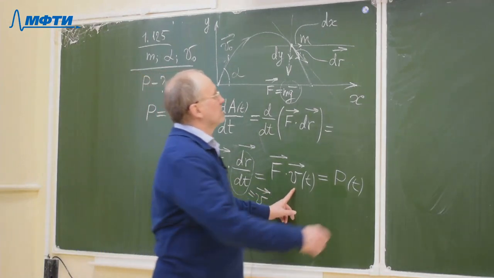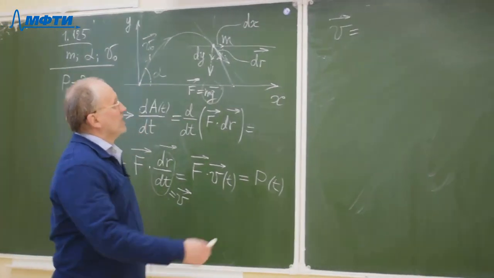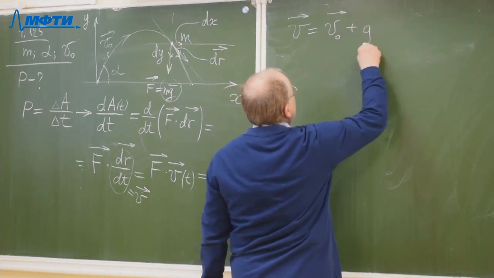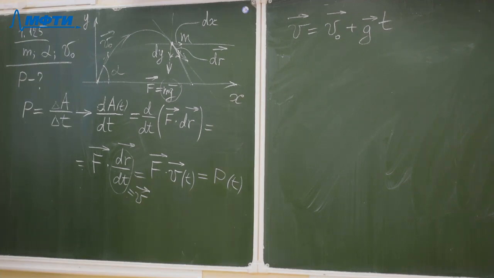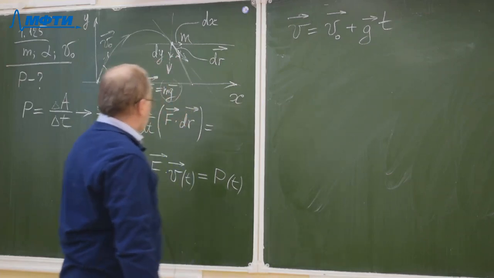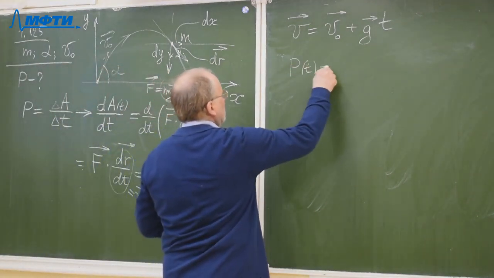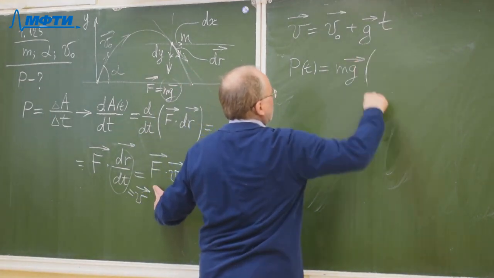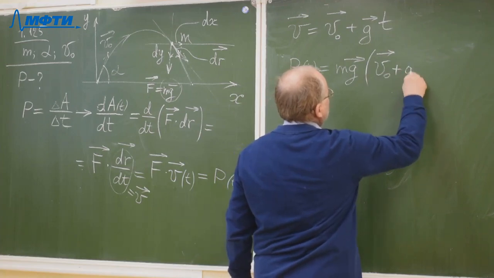Well, if we put it in general terms, the velocity as a function of time, at any moment in time, will be equal to the initial velocity vector plus the vector of free fall acceleration multiplied by time. So if we want to calculate the instantaneous power, we have to find the scalar product of the force of gravity, which is m g vector, multiplied by this vector v, which we have found as v0 plus vector g t.